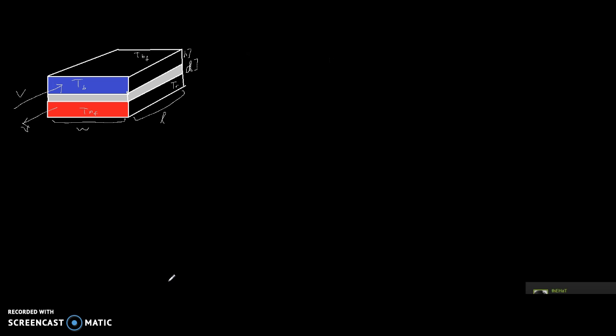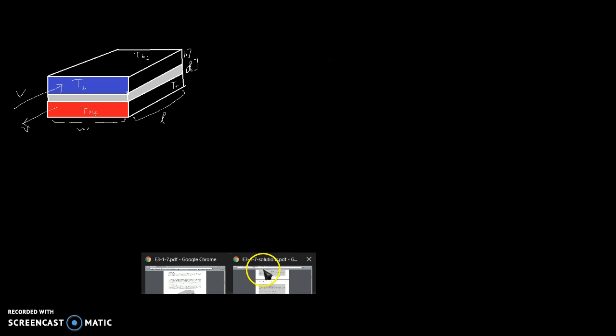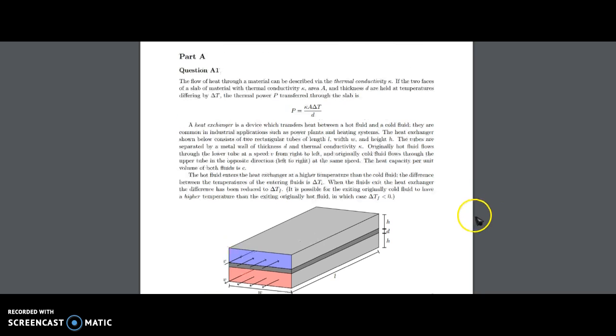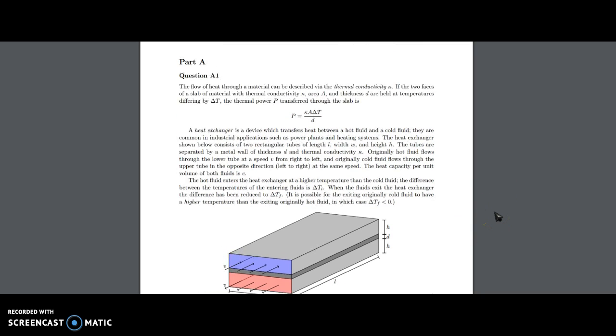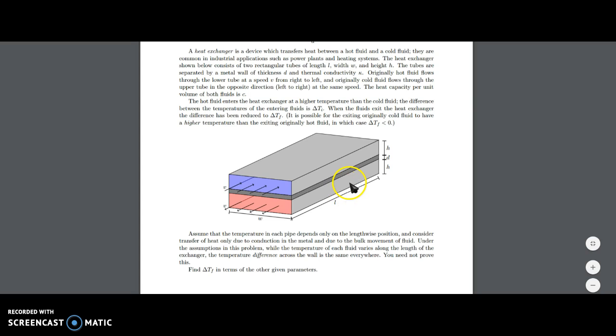So in each video I'll assume that you've already read the problem and have some basic understanding. Alright, so let's start with this problem. Problem A1 deals with thermodynamics. In this problem, there's a heat exchanger device. You have a cold fluid flowing through the slab on the top, and a hot fluid flowing through the slab on the bottom in the opposite direction.